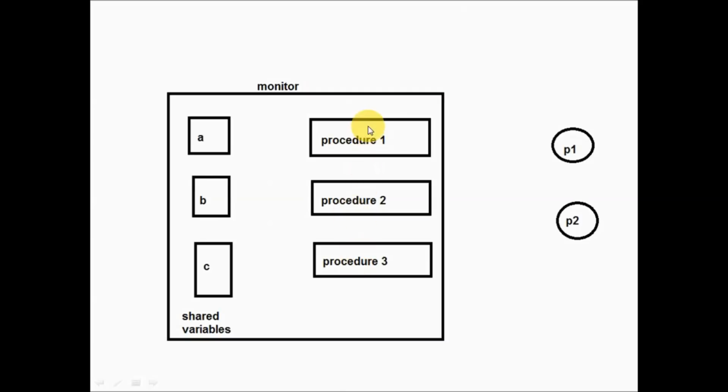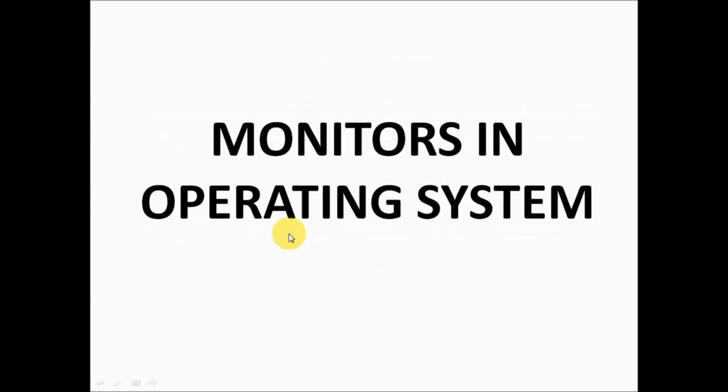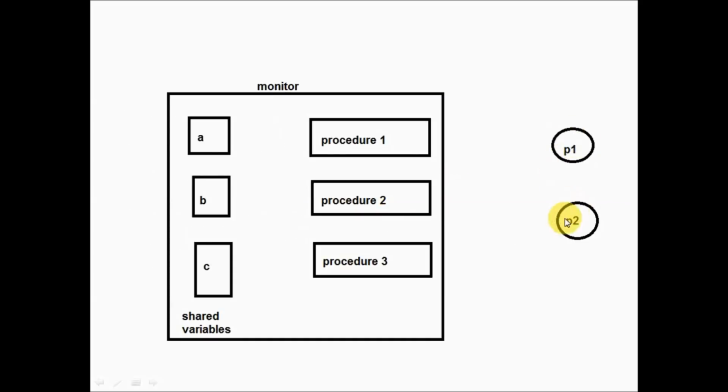Here how many functions are there? Three functions are there, three variables are there. So a monitor is like a class. It contains both the variables and procedures. Here, variables and procedures are combined to form a monitor. Here I am considering two processes, P1 and P2. You can see here, both the processes P1 and P2 can access the variables A, B and C, right?